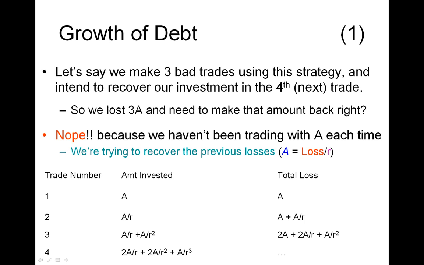Okay, so what happens in the third trade? This time we need to invest an amount that's the total loss thus far, A plus A divided by R, which is A divided by R plus A divided by R squared. And if we're wrong again, the total loss goes even higher, and in the fourth trade, we're going to have to invest an amount that's even higher than what we invested in the third trade, and so on.